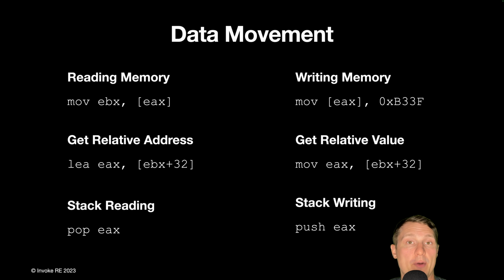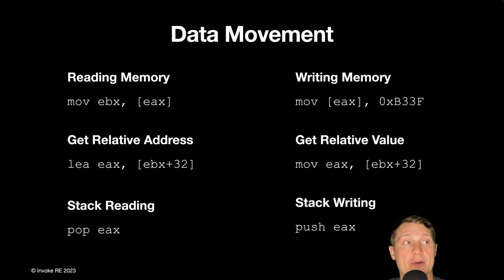If we wanted to get relative offsets, we would use that instruction mentioned earlier, load effective address. In this example, if we want to get a relative address to EBX, we would use load effective address with EAX, and then in those brackets, we can perform an arithmetic operation. Here we are adding 32 to the value of EBX. So whatever value is stored in EBX plus 32 is now being stored in EAX after that LEA instruction is executed.